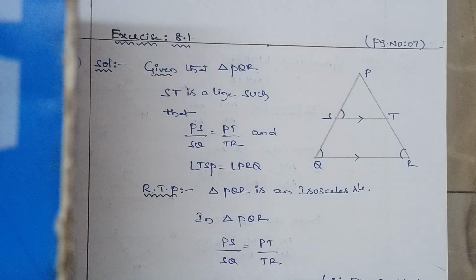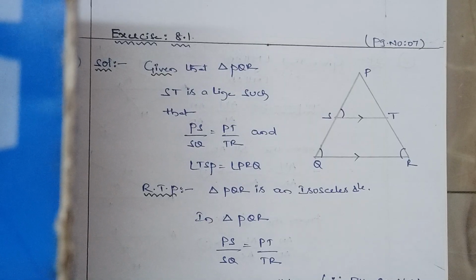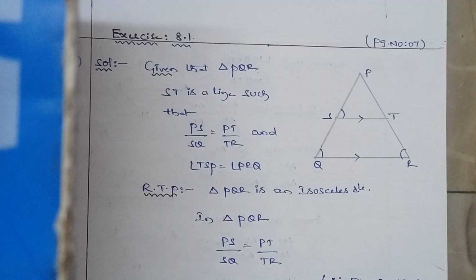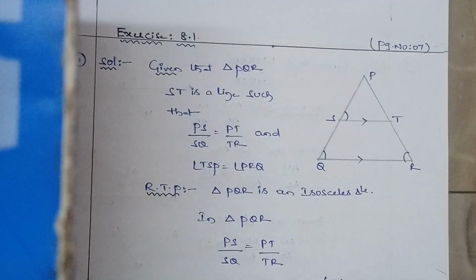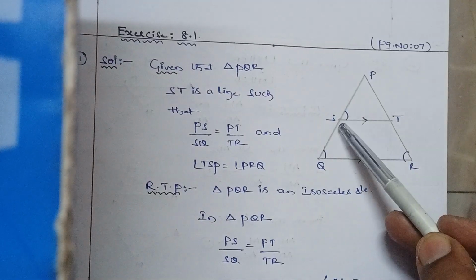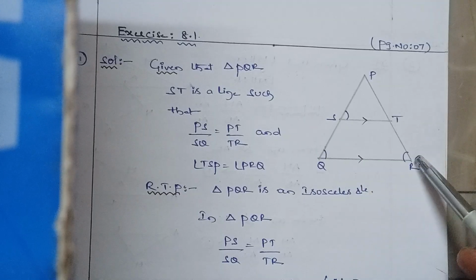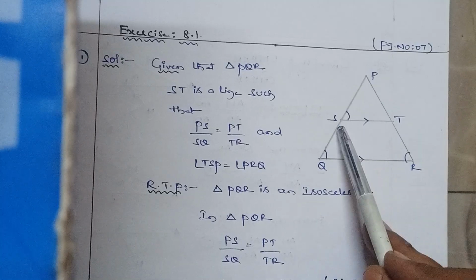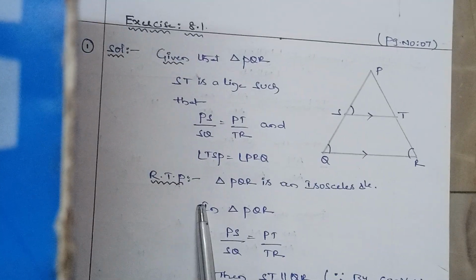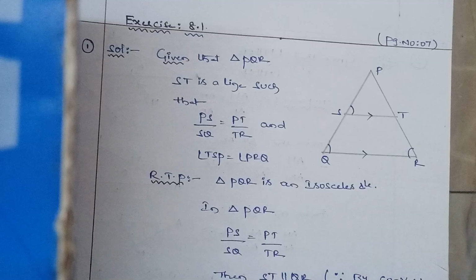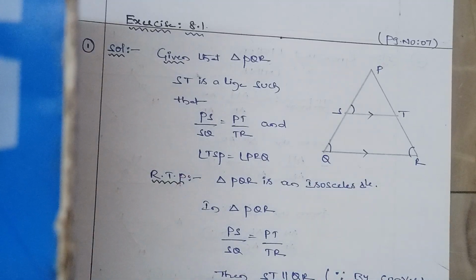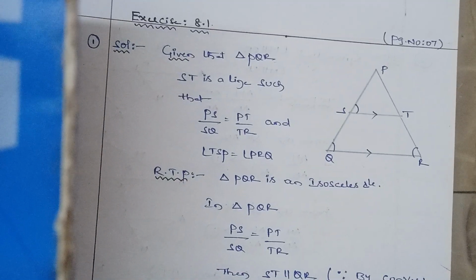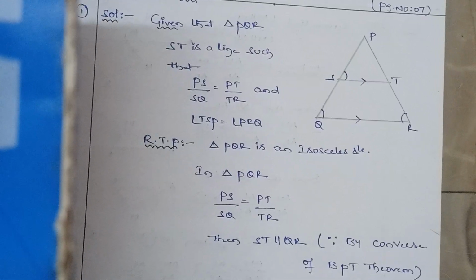Students, first write down what is given in the question. Given that PQR is a triangle where ST is a line such that PS by SQ equals PT by TR, and given that angle S equals angle R, students. We need to prove that triangle PQR is an isosceles triangle. What is an isosceles triangle? It should have two equal sides, with two equal angles.